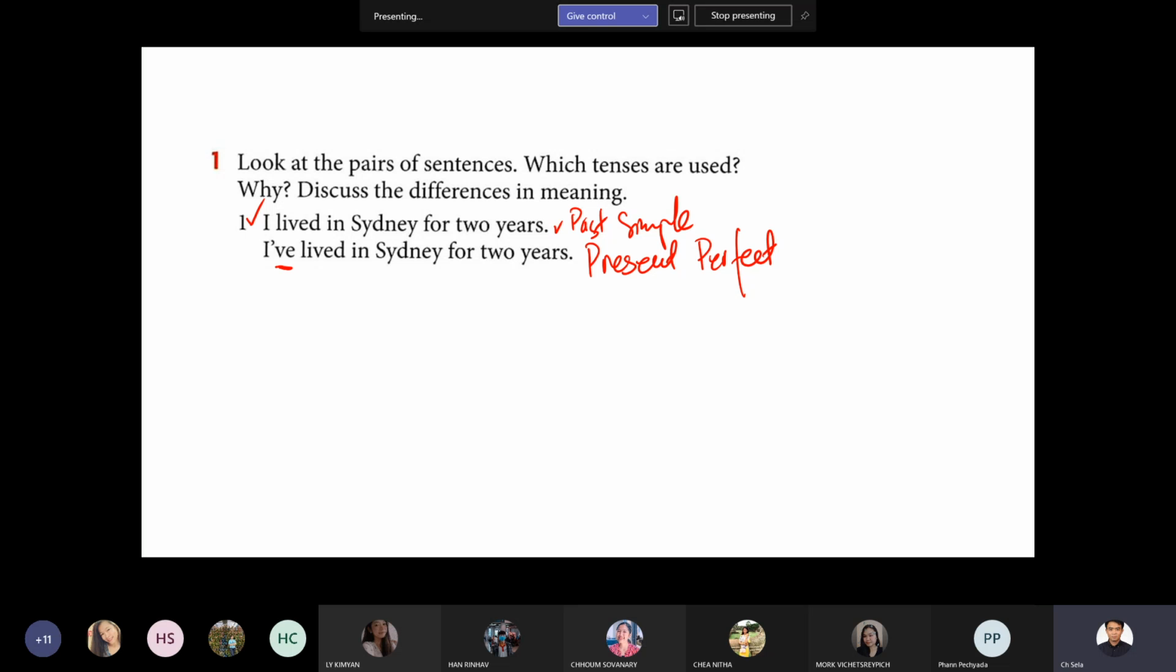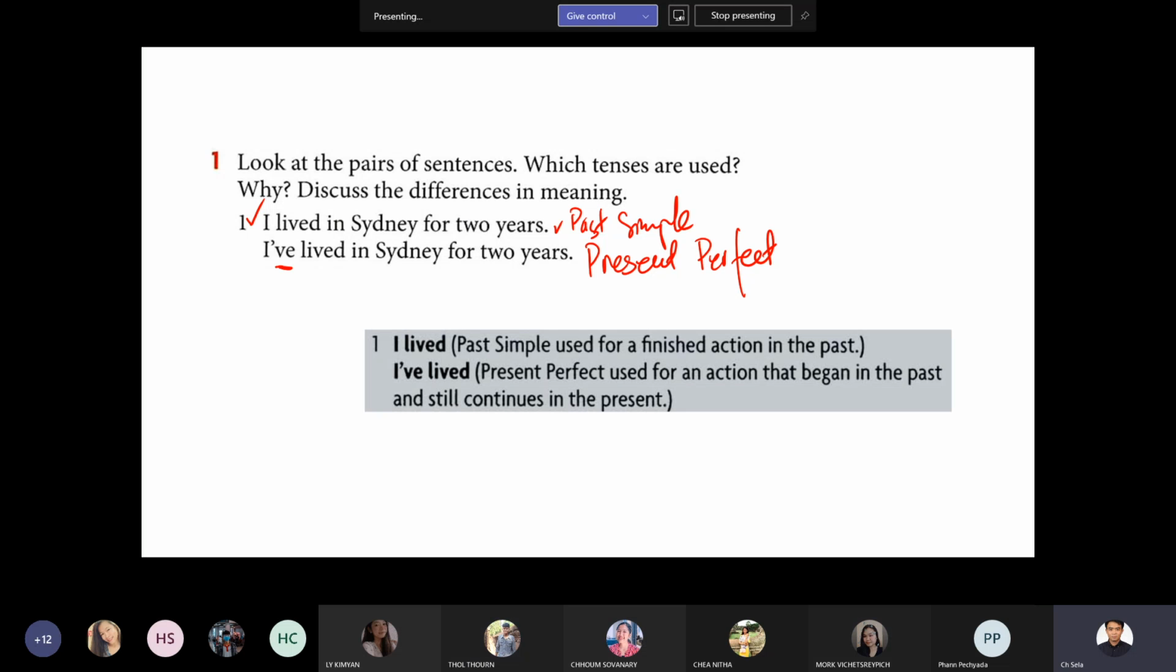So why do we use past simple for this one? Because of for 2 years. It's 2 years. Is it specific? Happened already in the past? Yes. Yeah, teacher. Now she's not in Sydney. How about the second one? Why present perfect? Second one means that she just lived in Sydney for two years and she continues to live. She's still there, maybe, right? Yeah, you mean she may be there. She's not moved out yet.